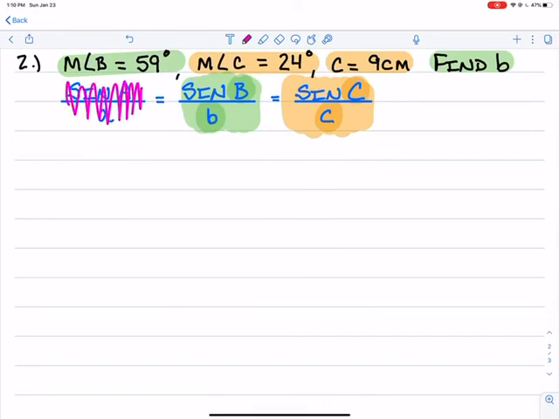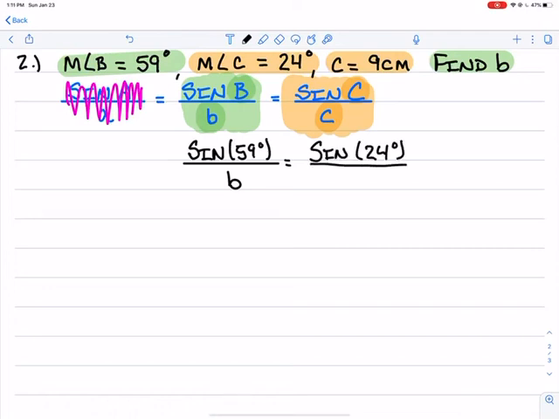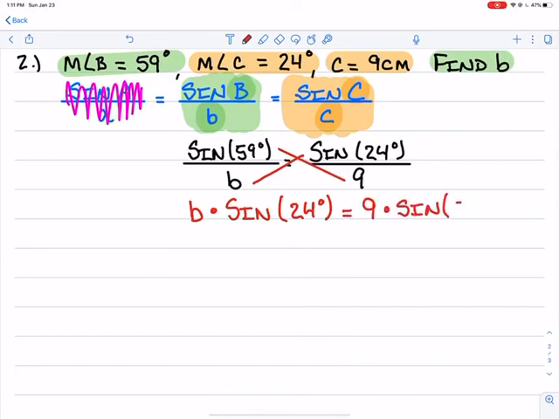All right, let's fill in this formula. We have the sine of 59 degrees divided by B equals the sine of 24 degrees divided by 9. So again, we're going to cross multiply. B times the sine of 24 degrees equals 9 times the sine of 59 degrees.